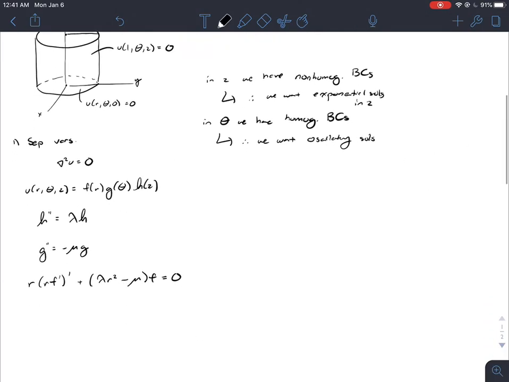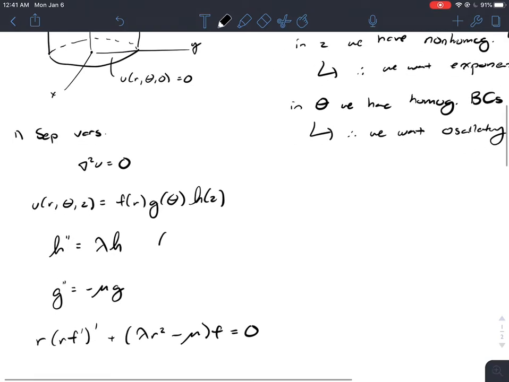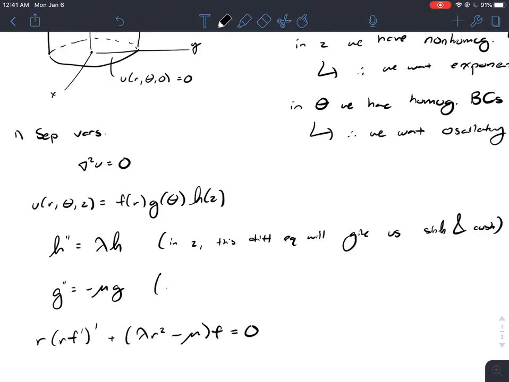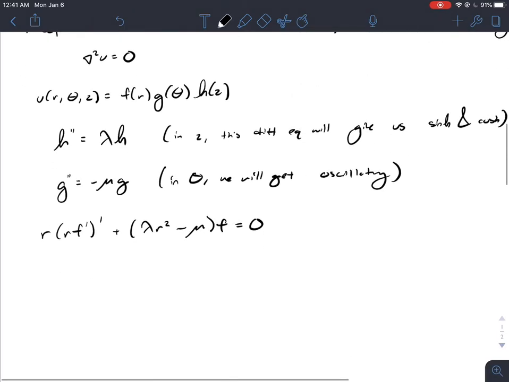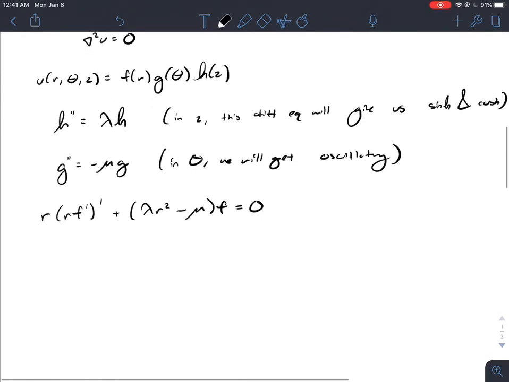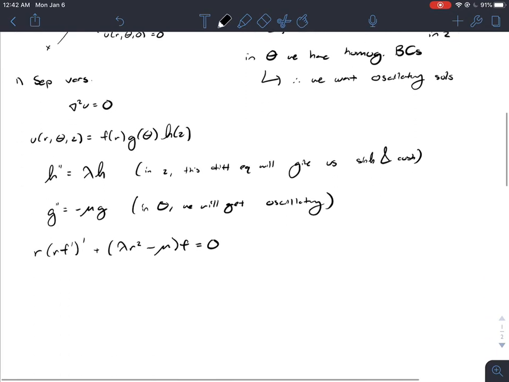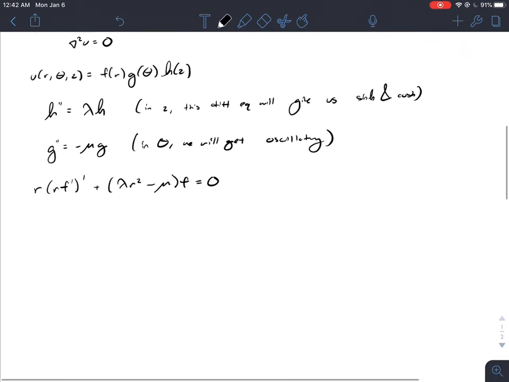So looking at z here, this differential equation will give us sinh and cosh, right? So exponential solutions. In theta, we will get oscillatory solutions in cosine and sine. So these two differential equations have satisfied our necessary conditions. The lateral side satisfies this third equation right here in r, which is a little bit different. So we'll get there eventually. But for now, let's solve the differential equations.